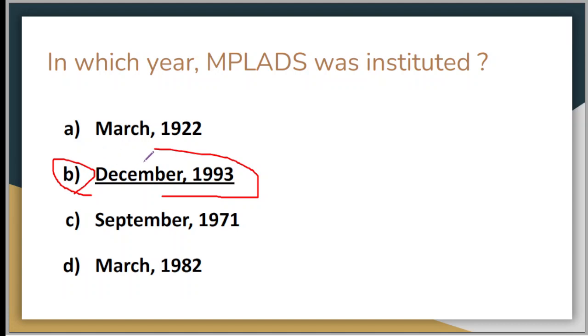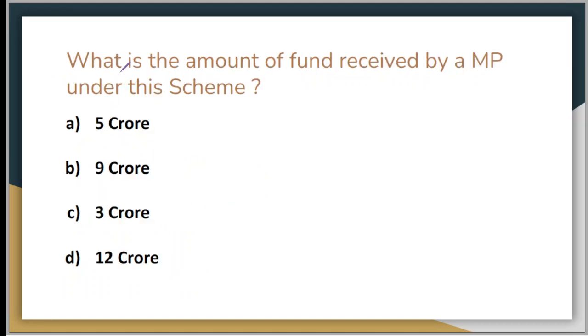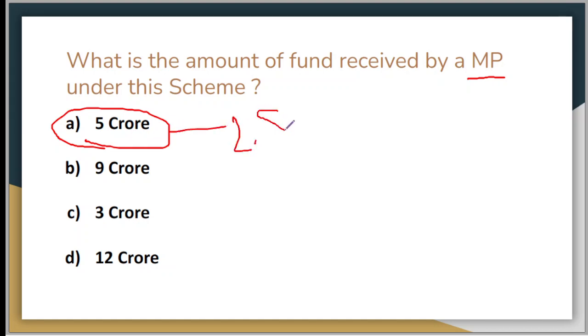That is option B. Now let's move on to the next question. What is the amount of fund received by an MP under this scheme? Who is an MP? MP is a Member of Parliament. So what is the amount of fund received by an MP under this scheme? Your option A is 5 crore, option B is 9 crore, option C is 3 crore, and option D is 12 crore. What is the correct answer? The correct answer is 5 crore. So basically an MP receives 5 crore rupees per year in 2 installments of 2.5 crore every year for the development of his local area.